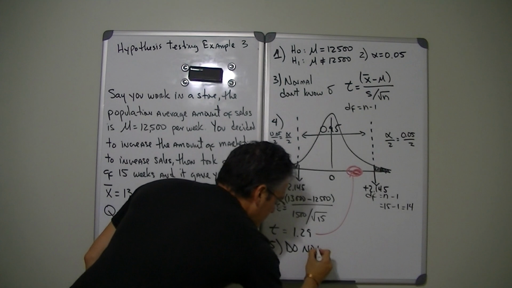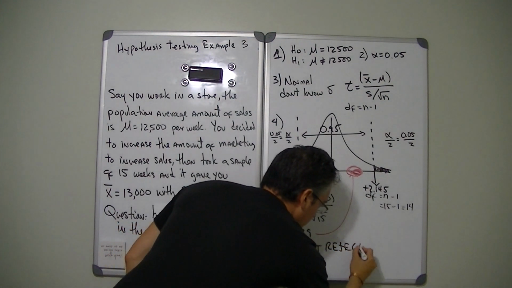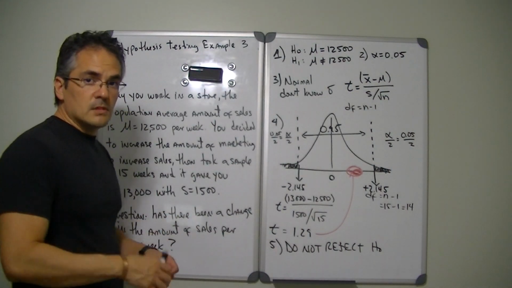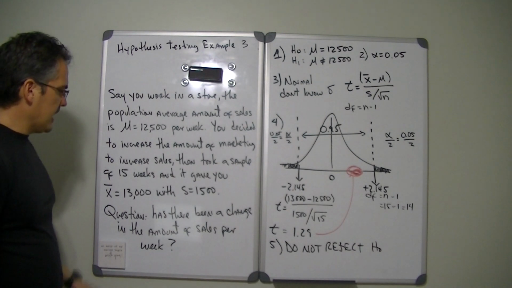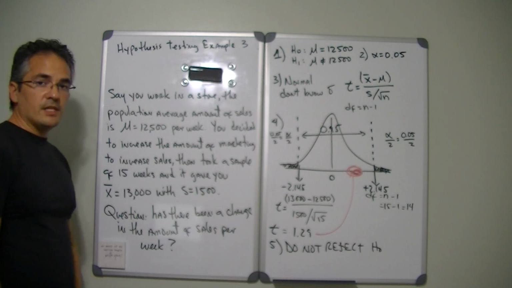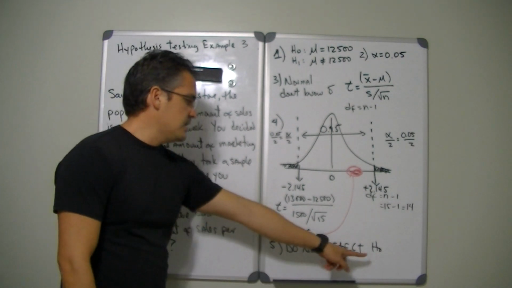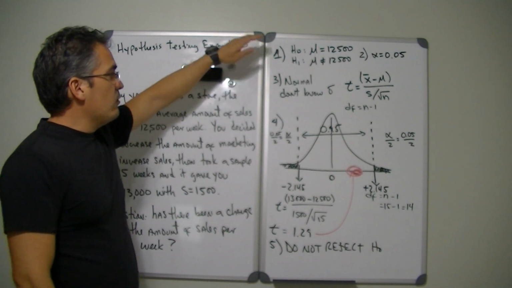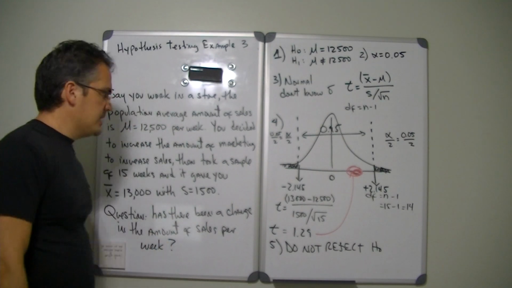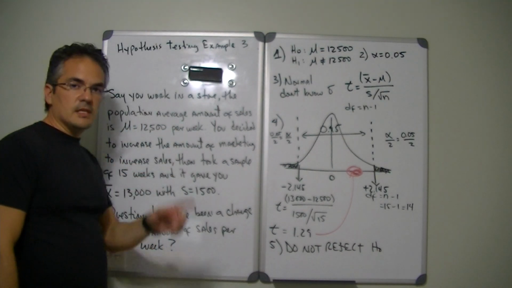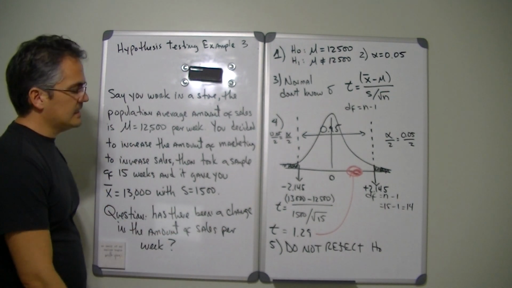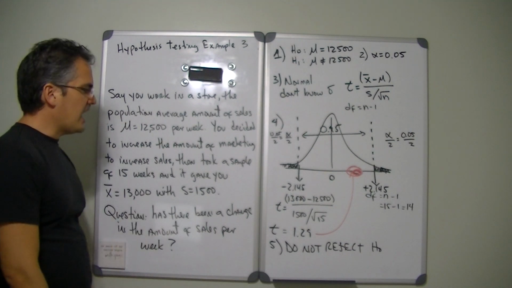Do not reject H0. Now what does it mean when you say do not reject H0? Well, let's go back to the question. Has there been a change in the amount of sales per week? Unfortunately, the answer is no. If we do not reject H0, then what we're basically saying is that we are accepting that mu equals 12,500, and this number that we got for the 15 weeks is not significantly different than what we had before. So we cannot accept that the sales are higher now.